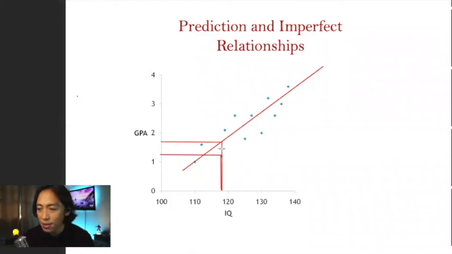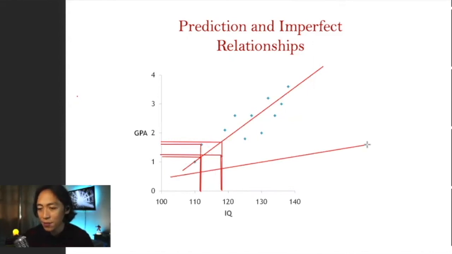So there is a difference. Based on the line, if your IQ is here, your GPA should be here. But our observation is that this individual who has this IQ actually has this particular GPA. So there are errors in prediction. And what we want is a line that results in the least amount of error.